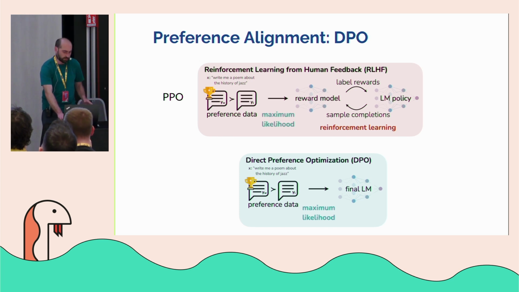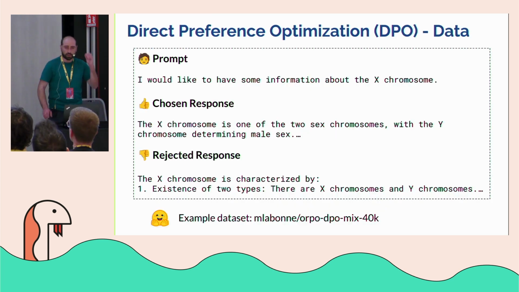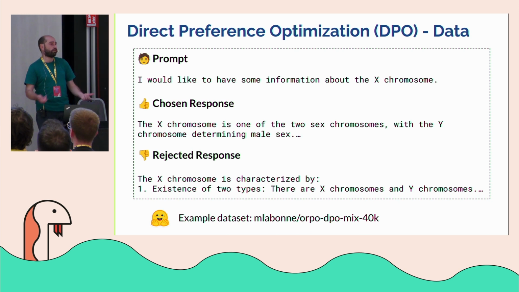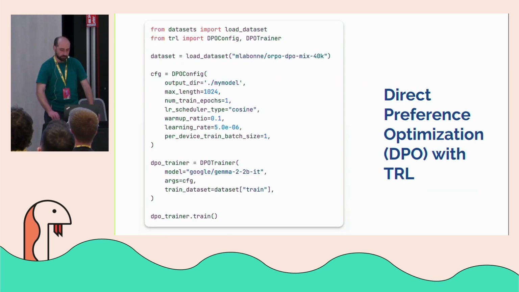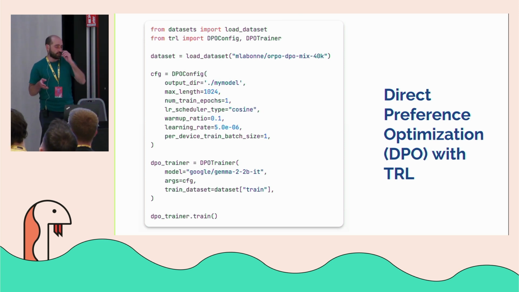But let's see this in practice. So the data you need is a prompt, a chosen response, and a rejected response. In this case, both the responses are not bad, but the chosen response is more fluent. And when you have such data, you can use TRL, and also in this case, you load your dataset, you provide the DPO configuration, and then you initialize your trainer, and you can then train.